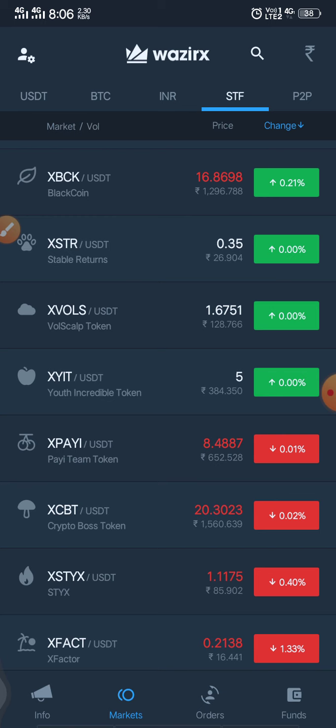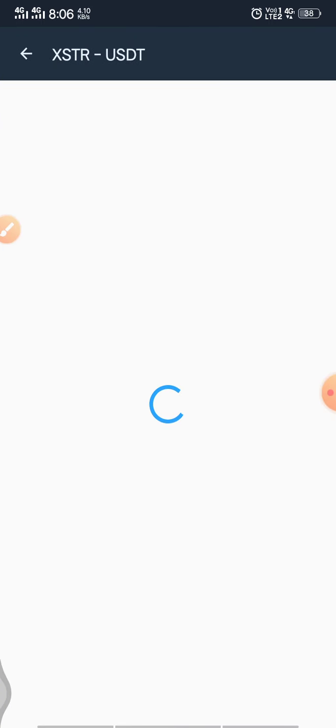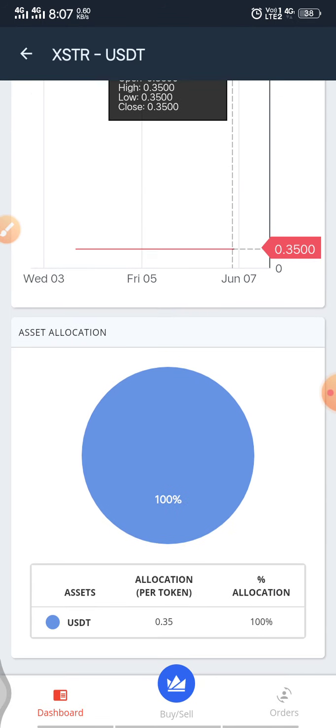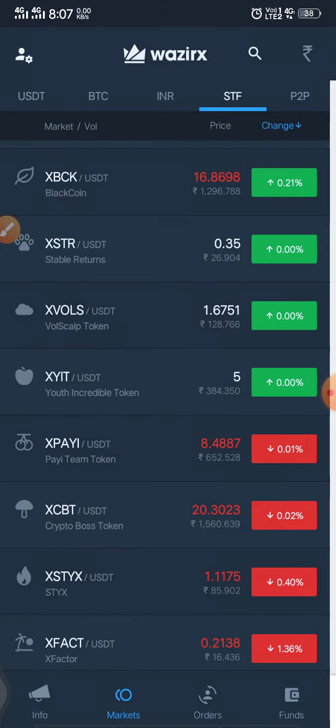Whenever you are exit, the bad thing is that, suppose today I buy and tomorrow I exit from this one. When I exit, it will give me the different cryptocurrencies, like its investment. Let me check another one.